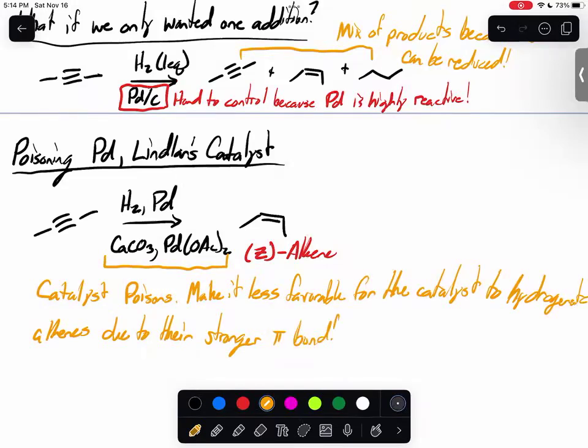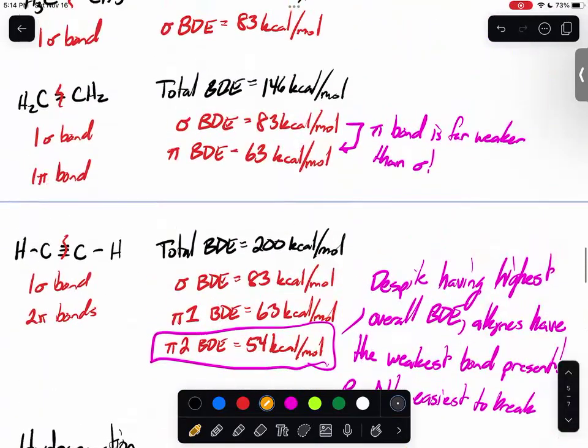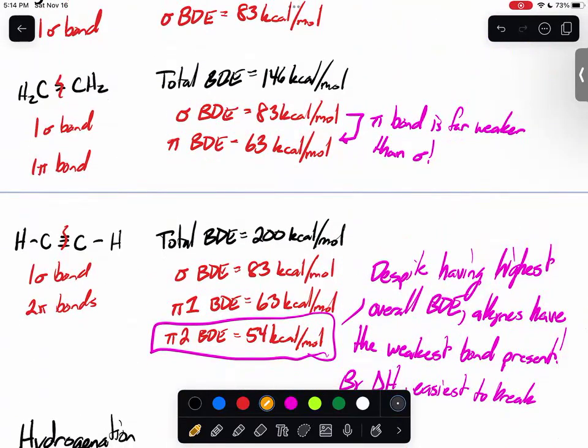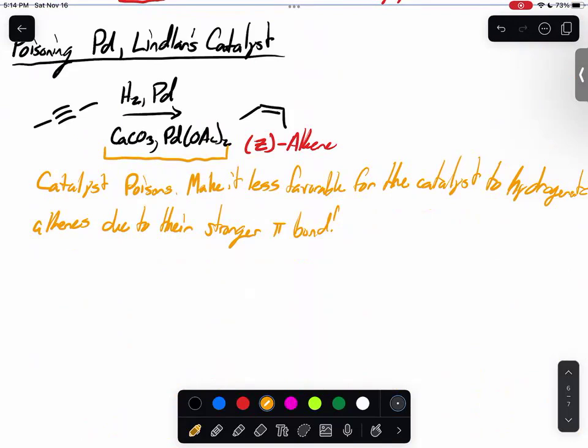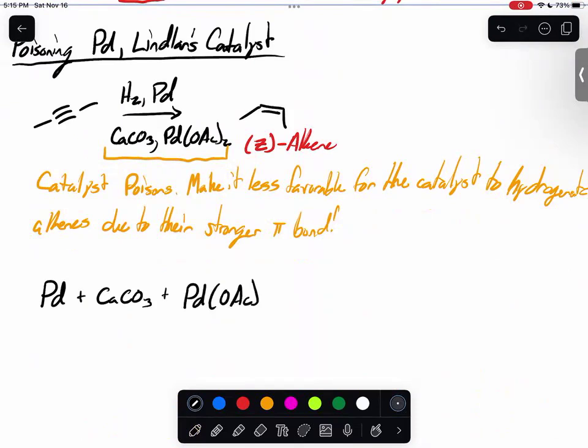Right? And so essentially what we're taking advantage of is that that pi 1 BDE is 63 kcals per mole, and then our pi 2 is about 10 kcals less. And so since that pi 2 is less energetically favorable, this palladium catalyst actually ends up right in that middle region where it can hydrogenate the alkyne, but then it stops at the alkene because that pi bond is too strong. And so essentially, this idea of taking palladium with this calcium carbonate and the lead acetate creates what we end up calling, and what we will be showing it as, Lindlar's catalyst.